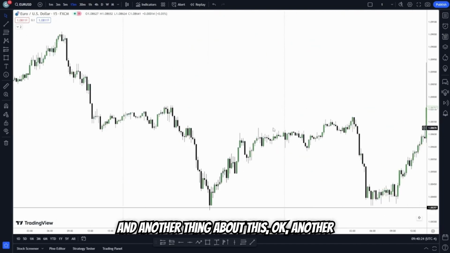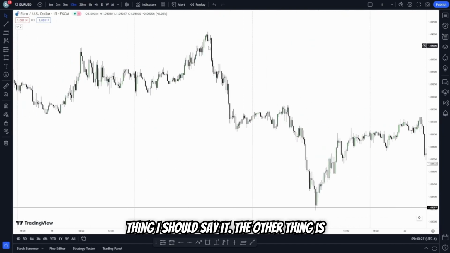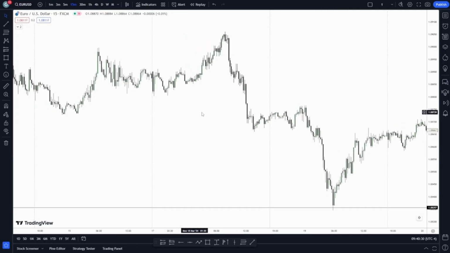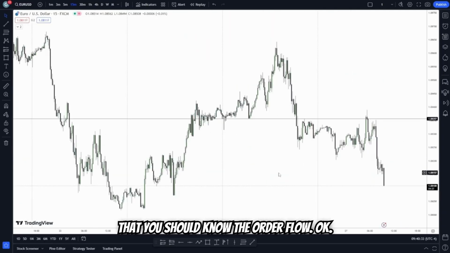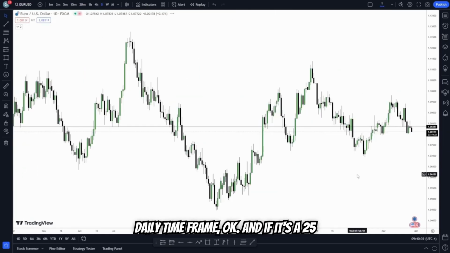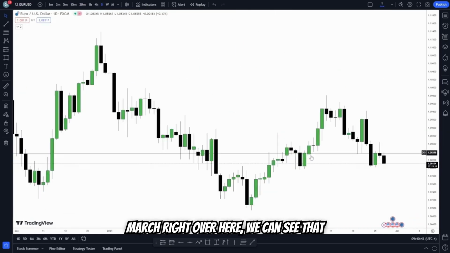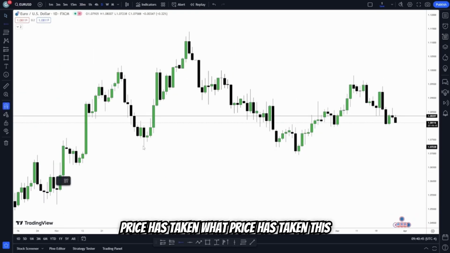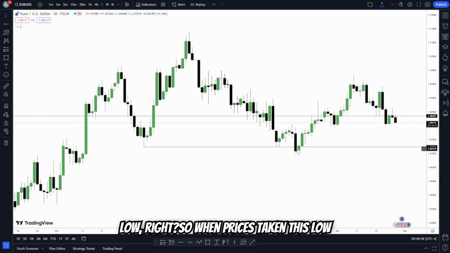Another thing I should say is that you should know the order flow, okay. Now how I knew the order flow is bullish from here, from 25 March. If you go on the daily time frame, and if it's 25 March right over here, we can see that price has taken what? Price has taken this low, right?